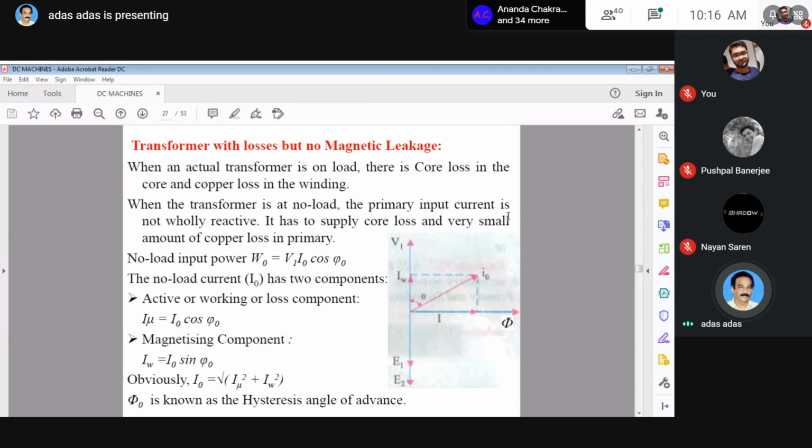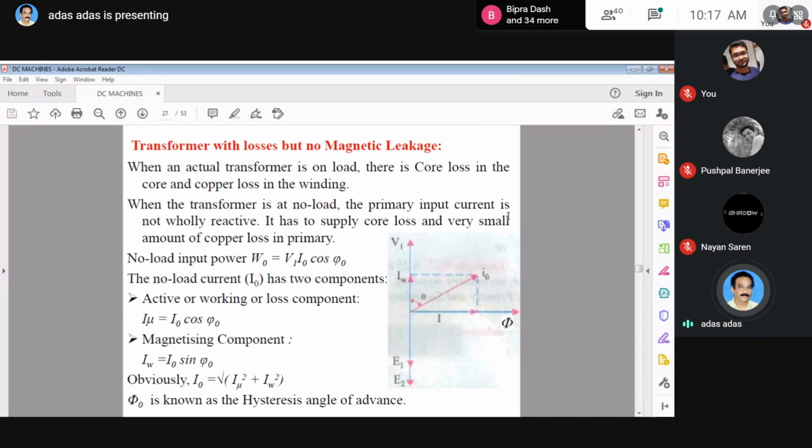Now come to the topic: transformer with losses but no magnetic leakage. You know the loss is due to the copper loss. Okay, there is a resistance. If current is flowing there, then ohmic loss will be there, which is I square R. Consider the transformer which has losses, but no magnetic leakage.